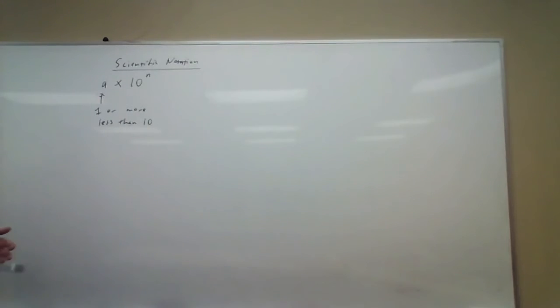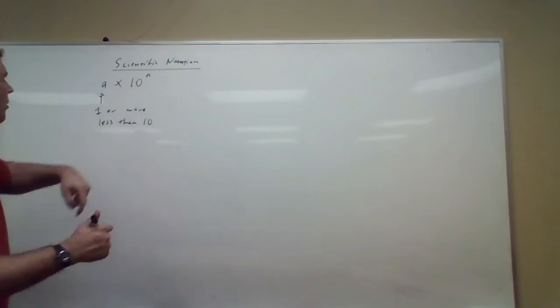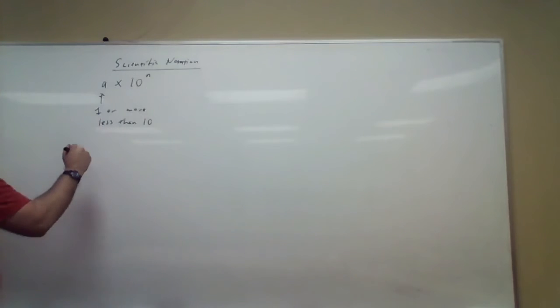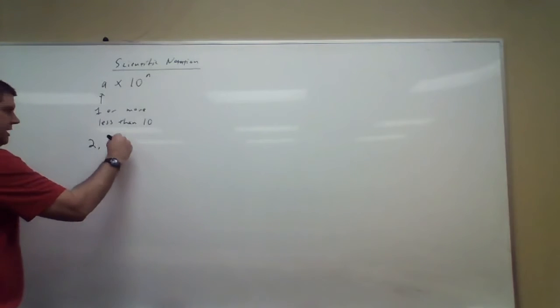Okay, scientific notation. This is a decimal or integer times 10 to some integer power. Okay? An illustration might be 2 quintillion.